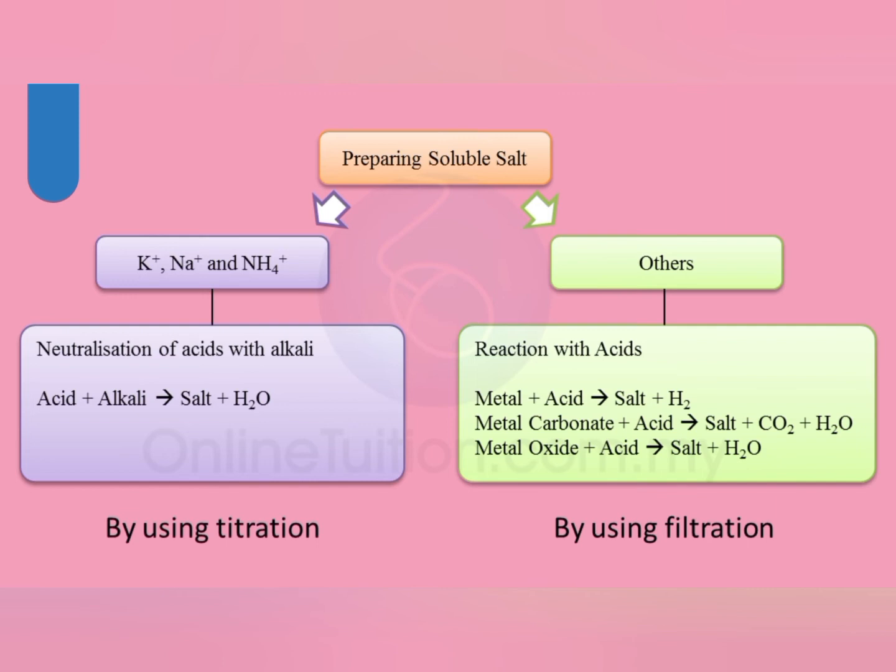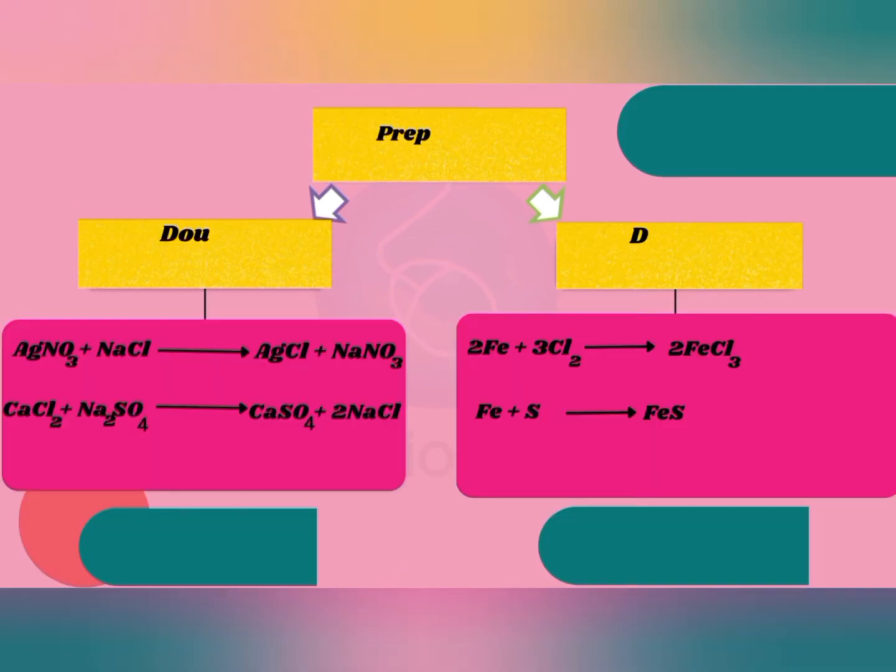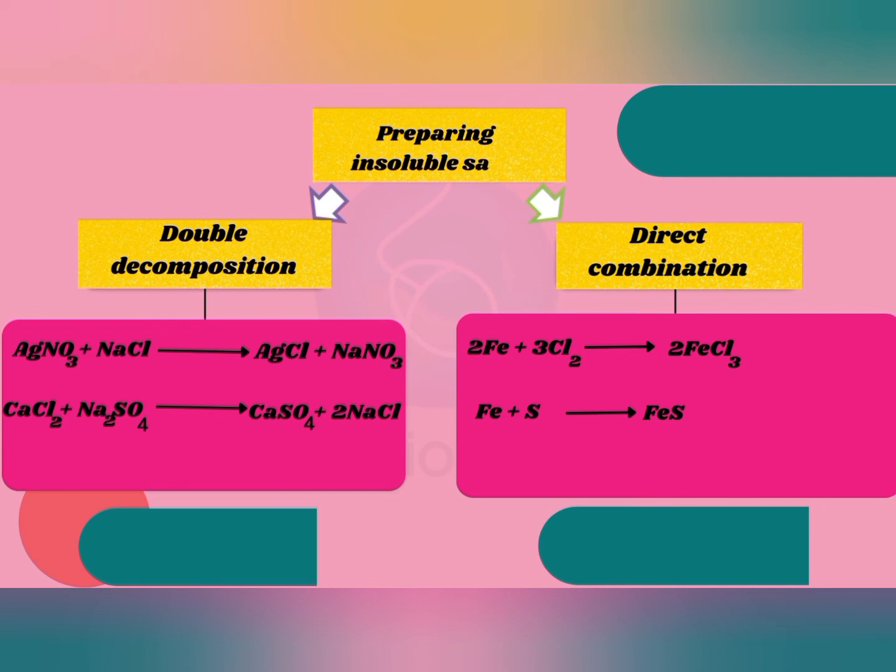Other ways of preparing other soluble salts include reaction between a metal and an acid, reaction between a metal and a trioxocarbonate(IV), and also reaction between a metal oxide and an acid. So these are the various ways we can prepare soluble salts in the laboratory. You take note, soluble salts are salts that can dissolve in water to form a solution. Next, we'll be talking about how to prepare insoluble salts.